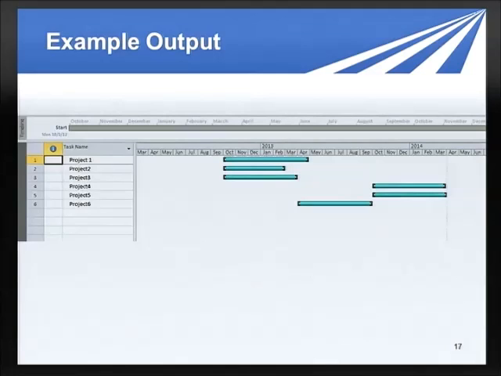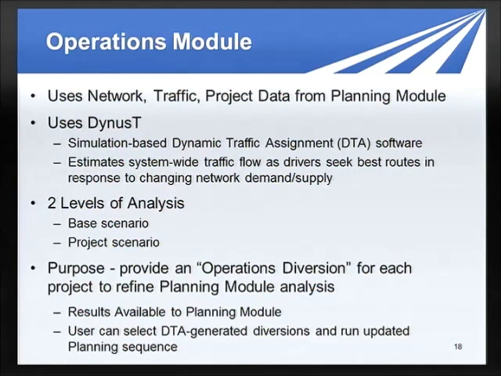Here's another example of output. You've got a list of projects. These are just project numbers on the left, and then kind of putting them out on a timeline. The planning module is really the core of the model. The operations module, what it really does is use the data from the planning module, but it allows you to use Dynasty for dynamic traffic assignment. So you could get a really more robust traffic assignment if you use the operations module.